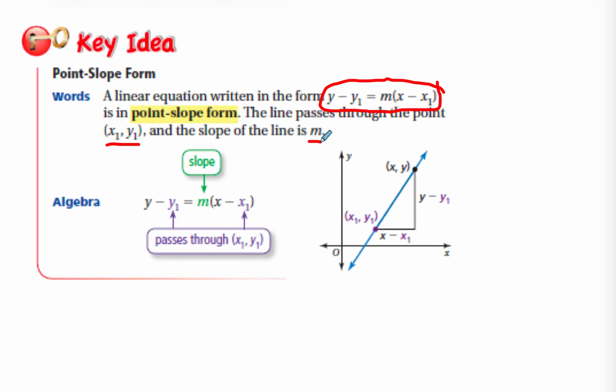So m is still standing for slope like it is in slope-intercept form. And then we're taking the x1 and the y1 number and we're subtracting it. The y stays in the equation, y minus whatever your y1 number is, equals m, whatever your slope is, times x minus whatever your x value is. So you're taking your slope, you're putting it in, you're taking your ordered pair, you're putting it in here. Those minus signs are part of the formula, so they're going to be there.